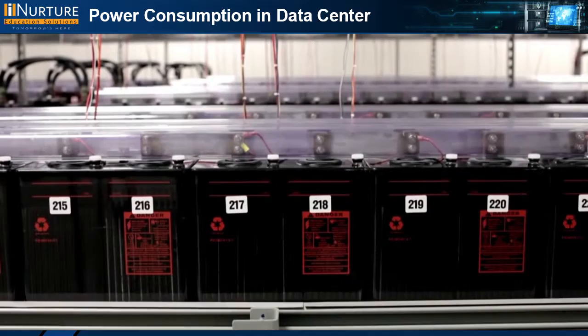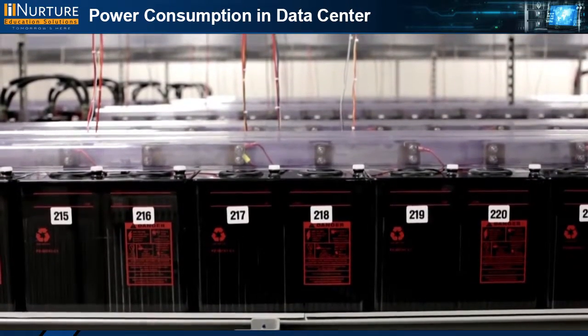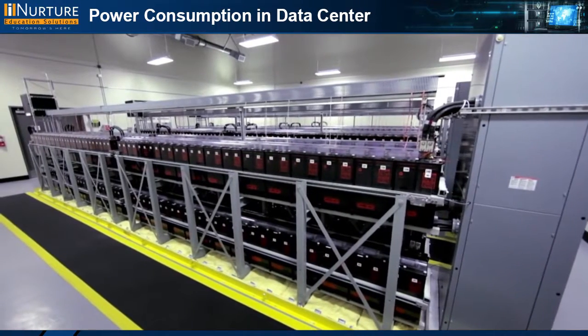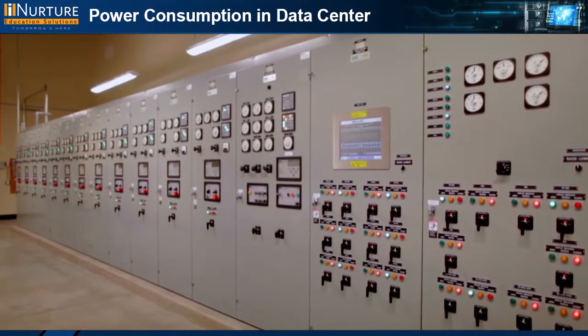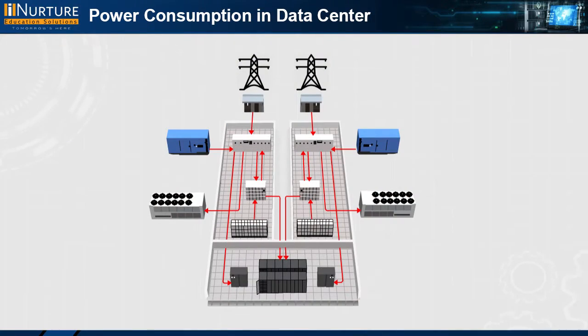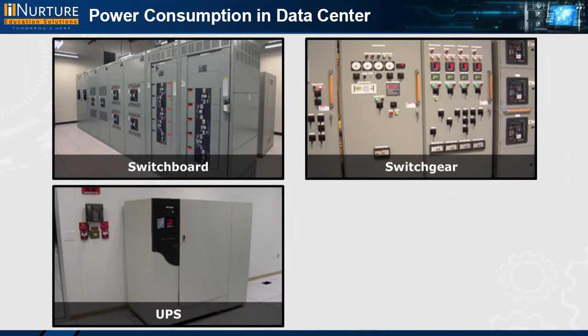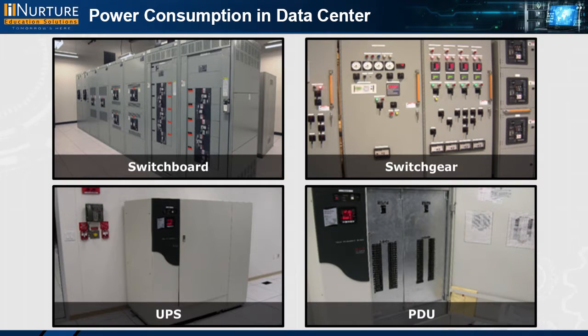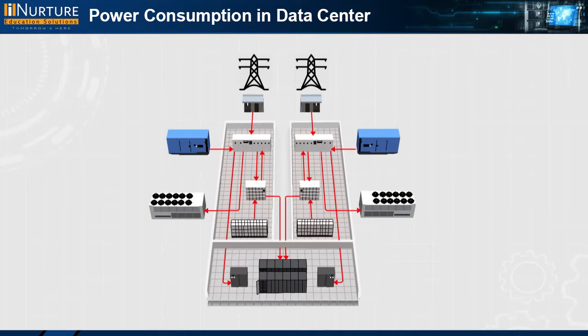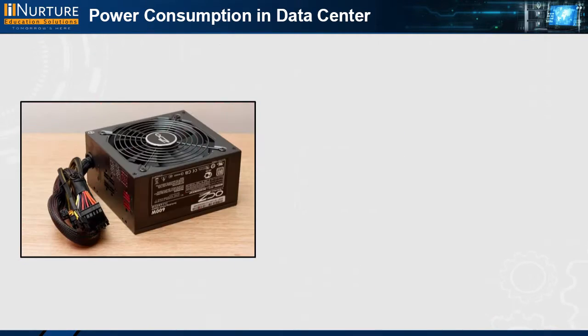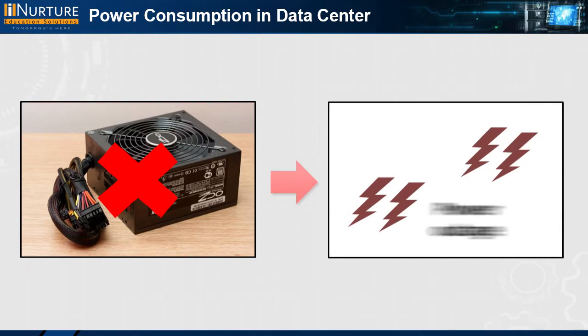Once the power enters the infrastructure, the power gets distributed across all devices and equipment. Some of the devices that receive the electrical power include switchboard, switchgear, uninterrupted power supplies (UPS), generators, and power distribution units (PDUs). Though the mains supply the required power to a data center, there would be outage situations when the mains power supply is not available.